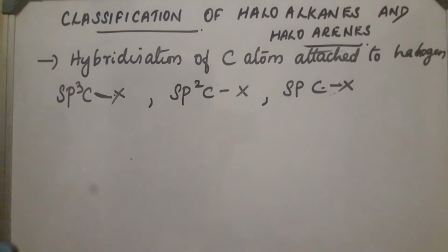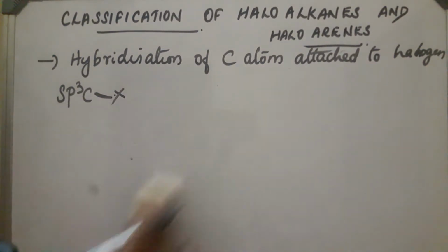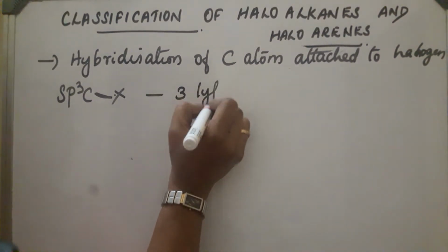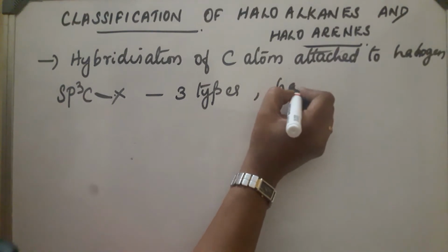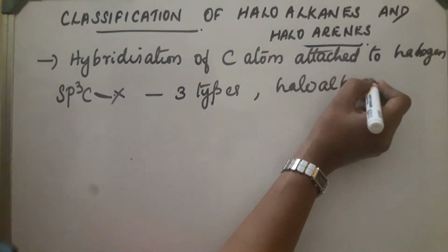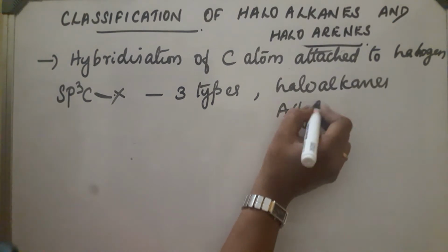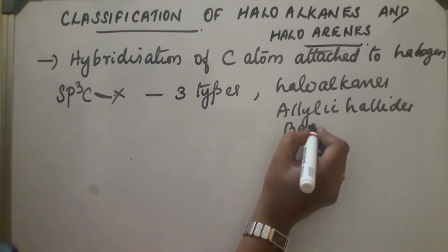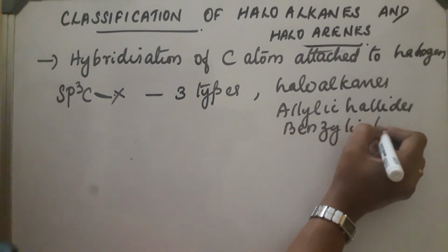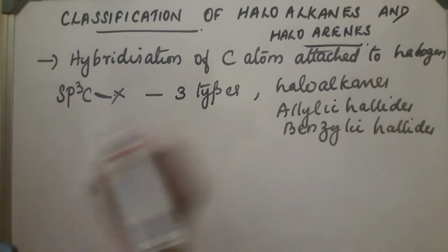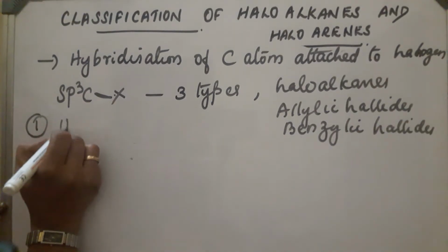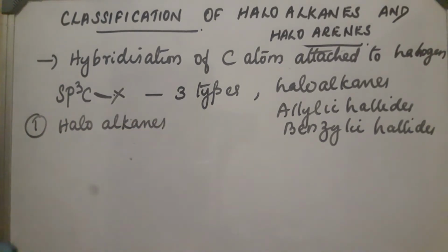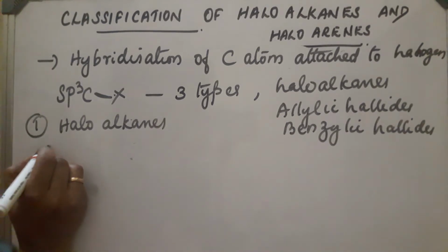Now, let us take the case of the sp3 C-X bond. They are again classified into three types: haloalkanes, allylic halides, and benzylic halides. Let us discuss one by one. First, haloalkanes. Haloalkanes are of three types. First one, primary haloalkanes.